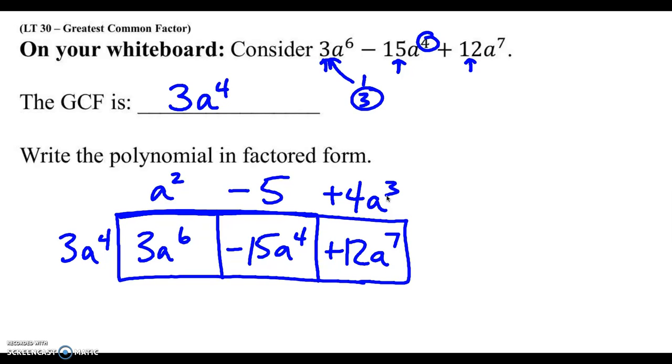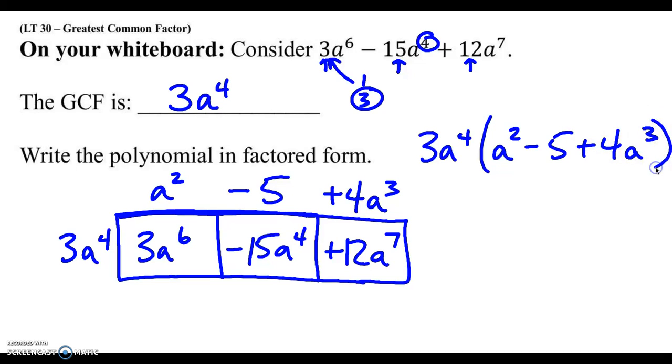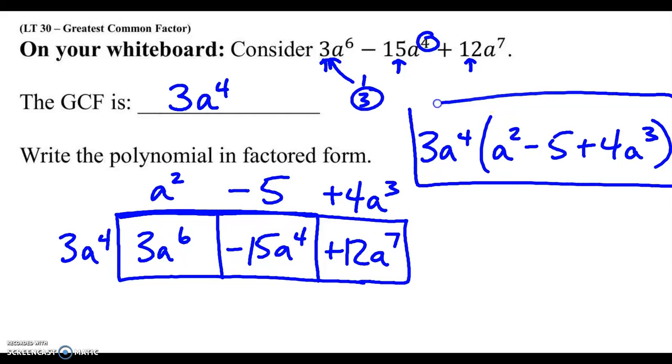And here's the thing that you've got to remember to do, Panthers. Write your answer like it's a multiplication problem. Write the 3a to the 4th times the other thing you'd multiply by, a squared minus 5 plus 4a cubed. That right there, that's what your answer should look like.